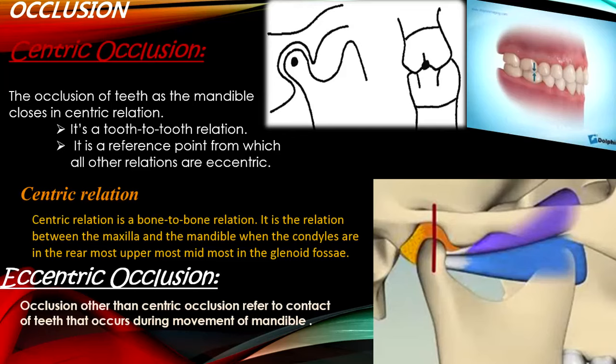طبعا centric occlusion لازم نفرقها عن centric relation. Centric occlusion is tooth-to-tooth relation. لكن centric relation هي شنو؟ Bone to bone relation. It is a relation between maxilla and mandible when the condyles are in the rearmost, uppermost, midmost in the glenoid fossa. While centric occlusion, as we say, is teeth to teeth when the mandible closes in centric relation. This we call centric occlusion.